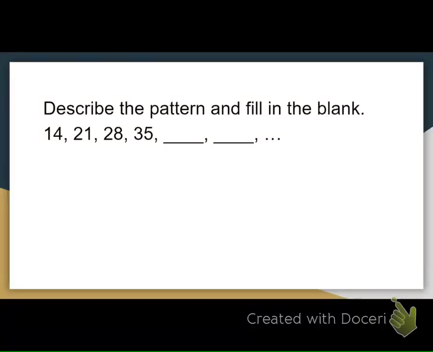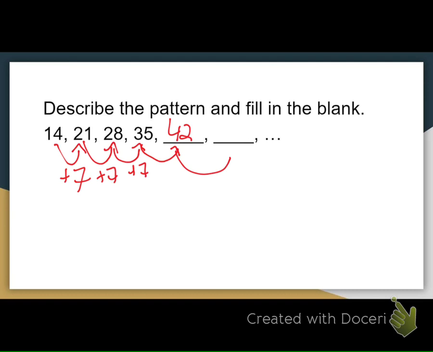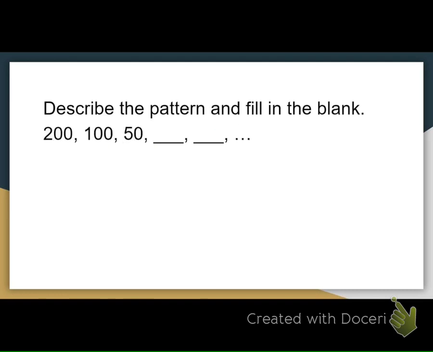So now starting on this, and this is our review. What is the pattern? Can anybody tell me what pattern's happening? Yep. We're adding 7, plus 7, plus 7, plus 7. So what is our next number going to be? 42. And the next one? 49.